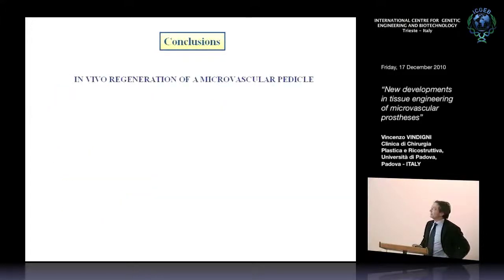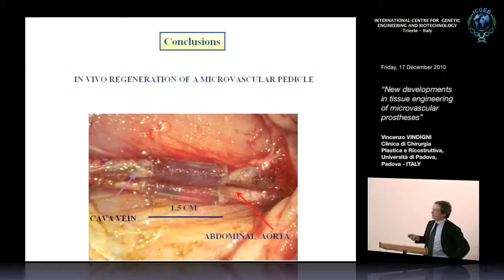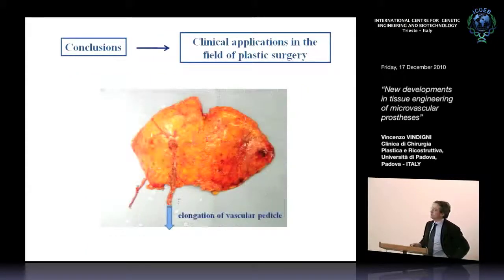And we hope now, we are trying to regenerate both in the same time, both the vena cava and the abdominal aorta, again in a rat model and in a rabbit model, to have the possibility to use it in plastic surgery application, in particular to elongate vascular pedicle or to treat major trauma.